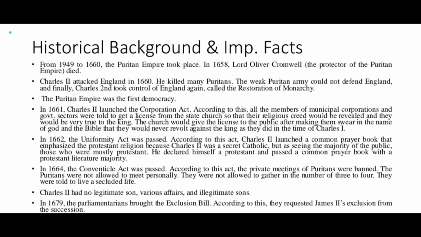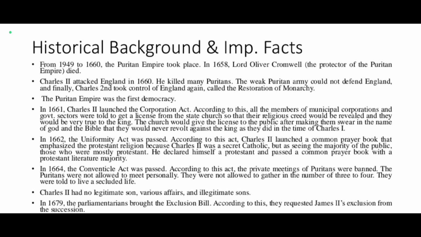From 1649 to 1660, the Puritan Empire took place. In 1658, Oliver Cromwell, the protector of the Puritan Empire, died. Before Oliver Cromwell, there was King Charles I, who was the king of England, and he was a very lavish king. Then the Puritans were against King Charles, and they attacked and executed him. They had a civil war during that time from 1642 to 1649, and with the help of Oliver Cromwell, they killed King Charles I. This is how the Puritan Empire took place from 1649 to 1660, and this person ruled for 10 to 12 years in England.